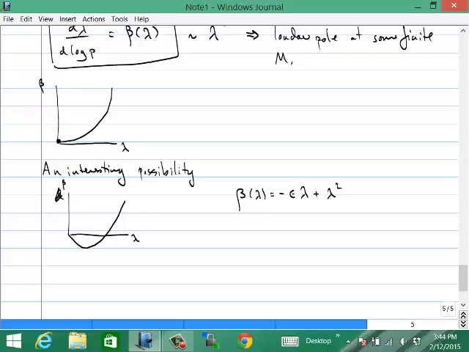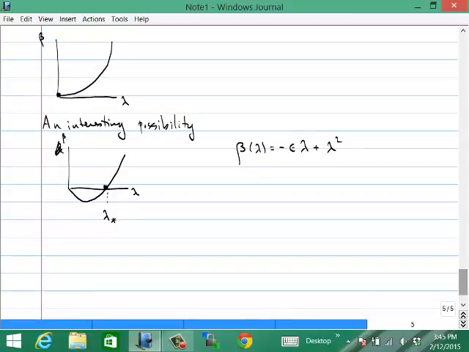And what would that mean? That would mean that there would be some finite value of the coupling, let's call it lambda star, at which the beta function vanishes. And if the beta function vanishes, that means that suddenly the coupling lambda no longer depends on scale.